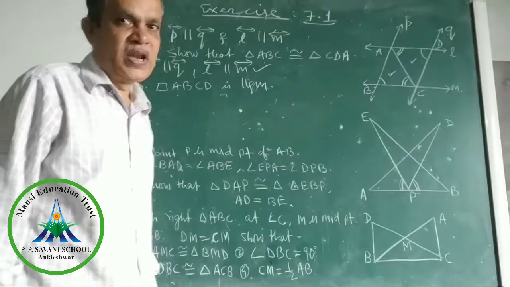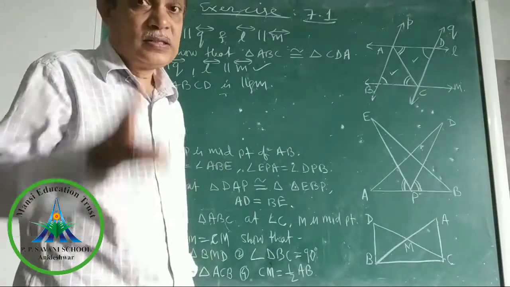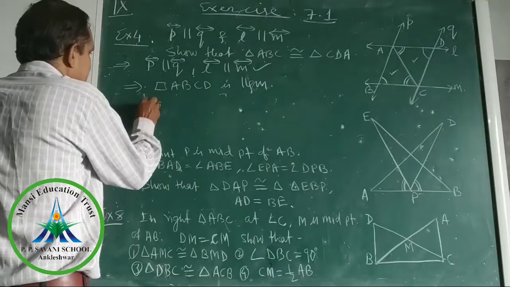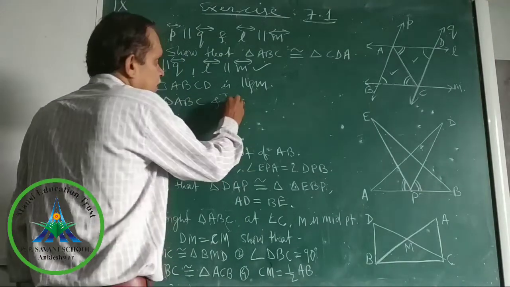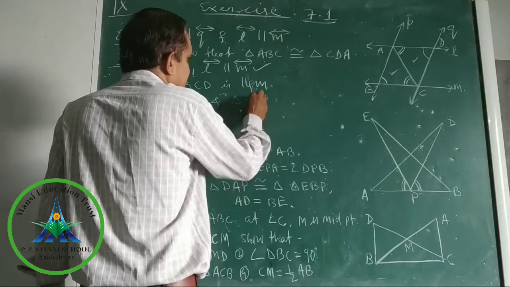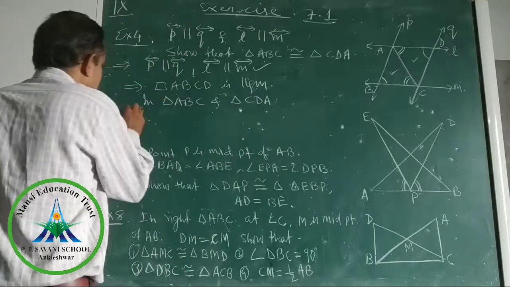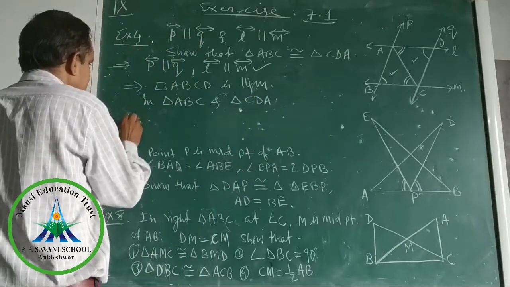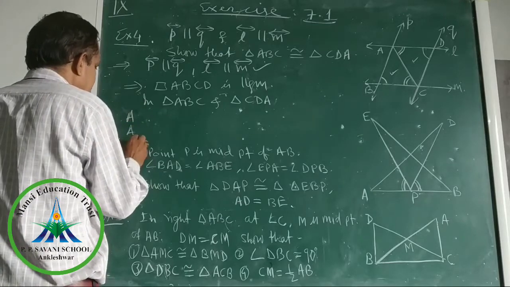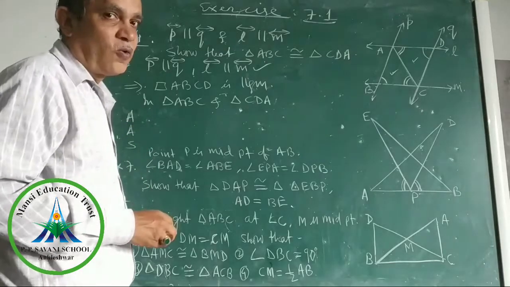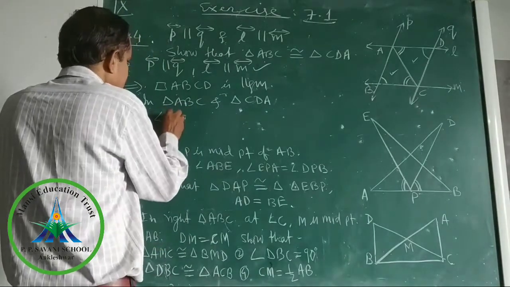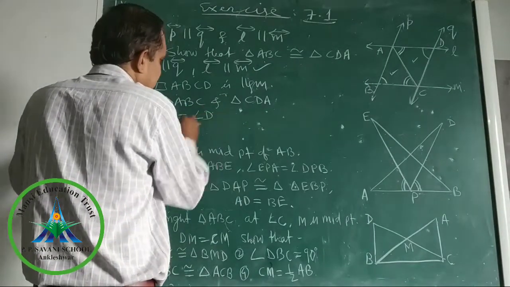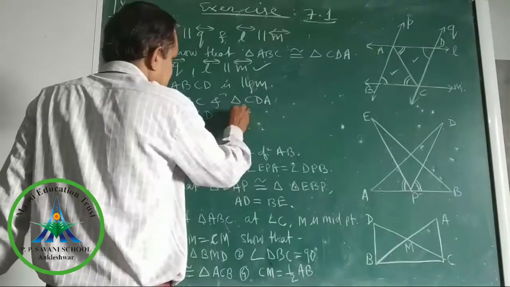So which rule did we read? Angle side. So we are writing it now. In triangle ABC and triangle CDA, angle side. See which angle: angle B equals angle D, opposite angles.